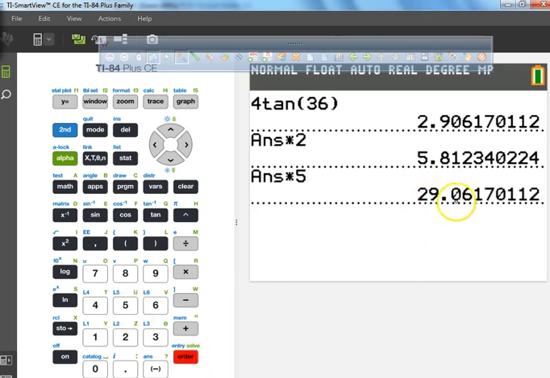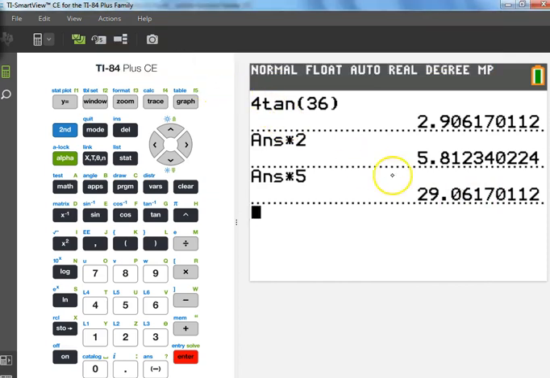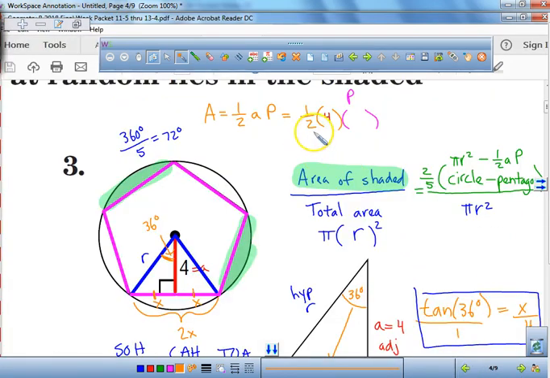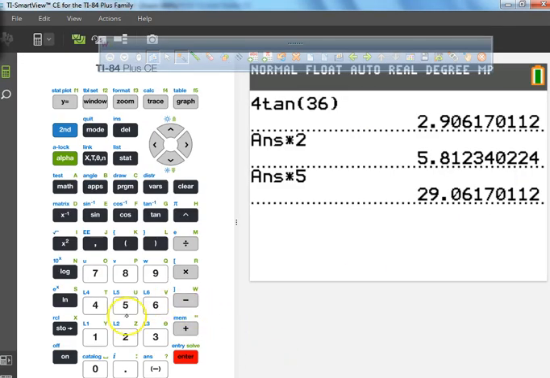And what is that 29.06? What does that represent in our problem? That represents the perimeter of your pentagon. So put 29.06. Right now, what I want you to do in the calculator is multiply 1/2 times 4 times that 29.06.